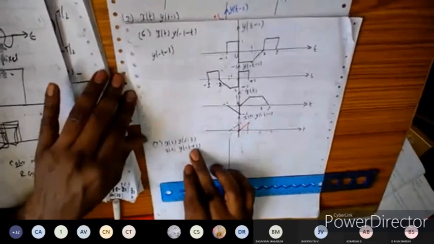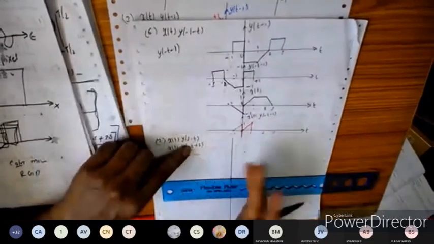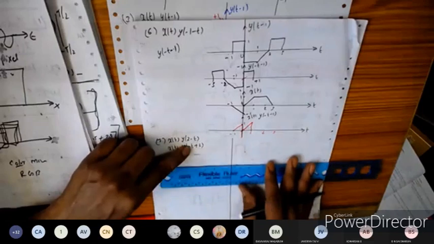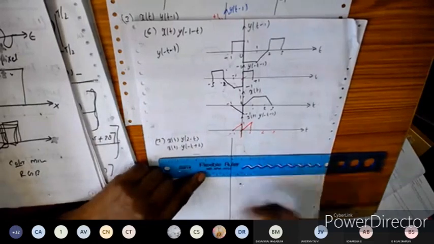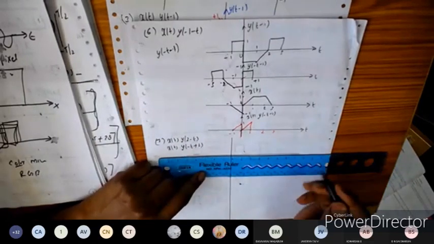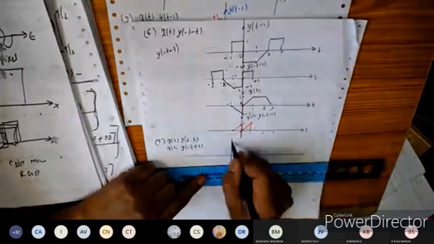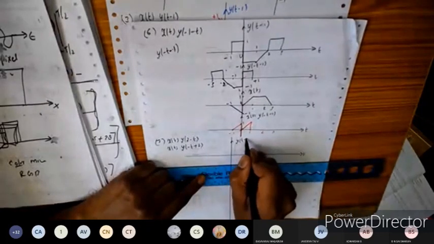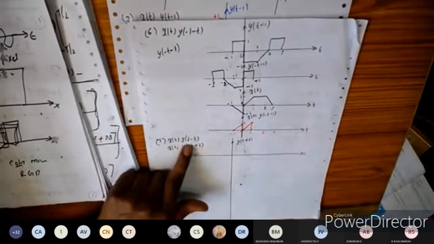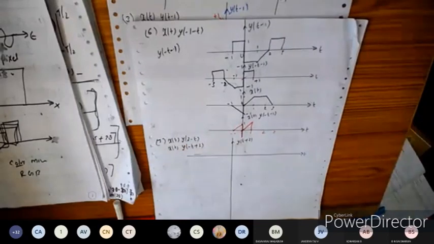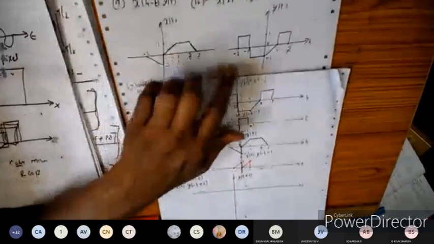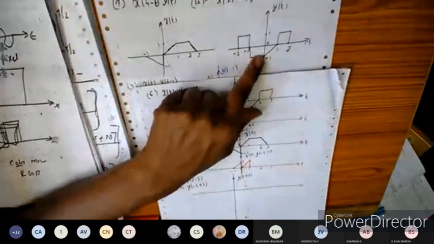First, let us do y of t plus 2. Y of t plus 2 means the waveform has to be shifted towards the left side by 2 units. So let us plot y of t plus 2 first, and later we will perform the reflection. This is the waveform, y of t, you can see it here.